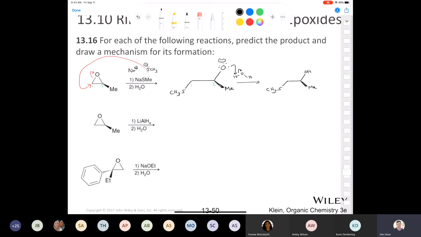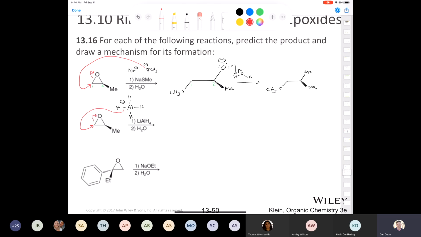We got lithium aluminum hydride. Would that be a strong or a weak nucleophile? Yeah, absolutely. Now, we could draw the mechanism drawing the whole aluminum hydride thing out like this. Okay. Like that, okay? And then we're going to have a nucleophilic attack by our hydride like this, okay? The ring opening like that.